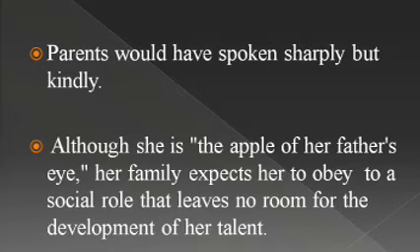Parents would have spoken sharply but kindly. Although she is the apple of her father's eye, her family expects her to obey a social role that leaves no room for the development of her talent. We can see that the parents use very sharp words, but at the same time they were very kind too. They loved their daughter very deeply, but at the same time they expected their daughter to obey the social role. They are afraid of society. That's why the parents were not at all ready to give room for her. They couldn't encourage her to develop her creativity.